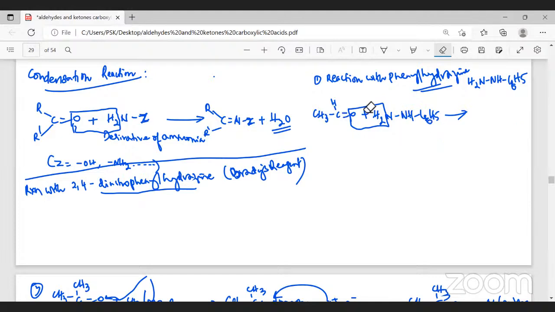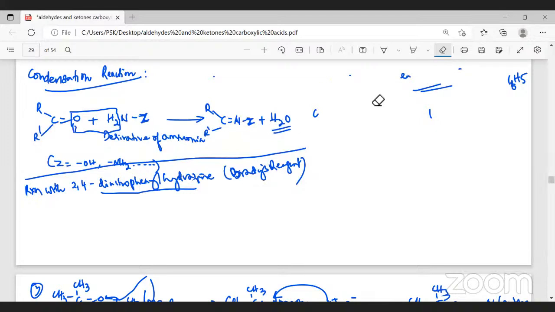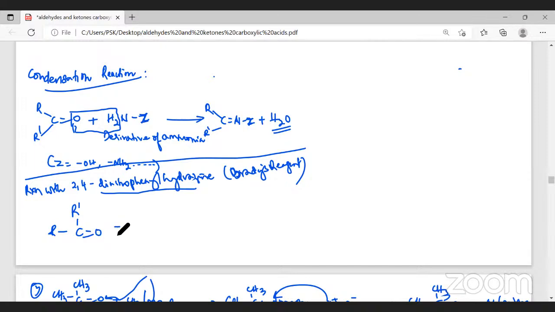Now, what's the formula of phenyl hydrazine? Firstly, 2,4-diphenyl hydrazine. How do we mark this? Now, the general reaction I'll tell you, specific example you will know. So, a carbonyl compound can be represented like this: R-C double bond O. It can be an aldehyde, it can be a ketone, anything. Now, phenyl hydrazine, what's the formula?